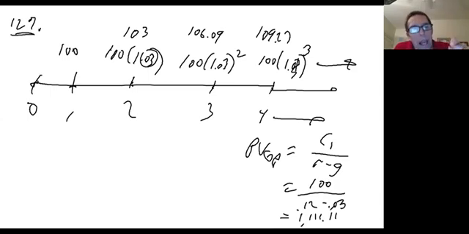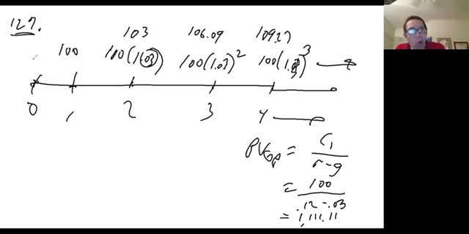So if I have $1,111.11 and I put it in the bank today, earning 12%, I can pull out $100, then 103, then 106.09, then 109.27. And each year I can pull out 3% more than I did the prior year, and I'll never run out of money. I'll always have enough. Okay. But if I start out with less than $1,111.11, then at some point in time, I'll run out of money.